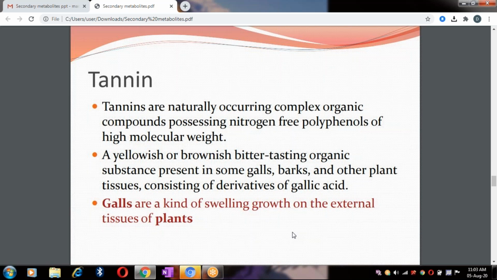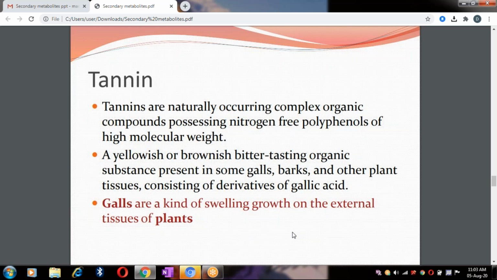Next is tannins. Tannins are naturally occurring complex organic compounds which possess nitrogen-free polyphenol groups, and usually these tannins are high molecular weight compounds. Usually they are yellowish or brownish in color and they have a bitter astringent taste. Astringent taste is like when you taste pomegranate or amla, whatever taste you feel, that is astringent taste.